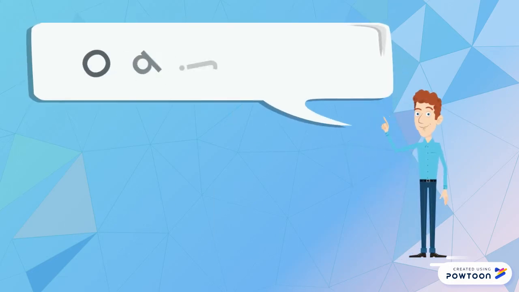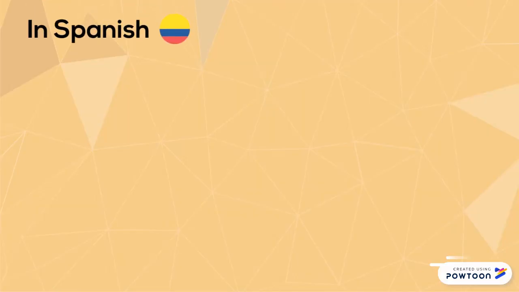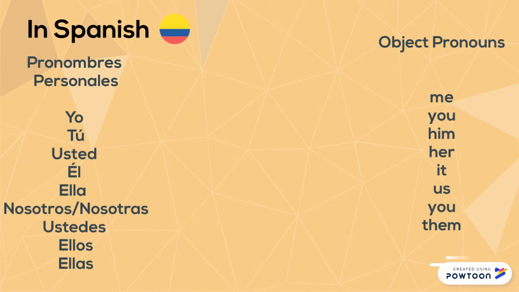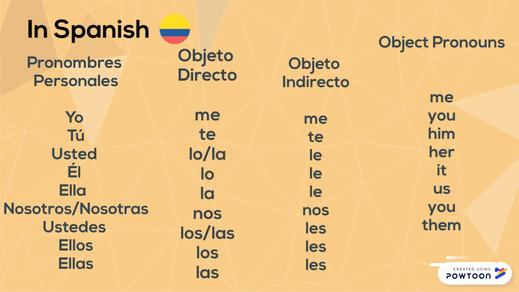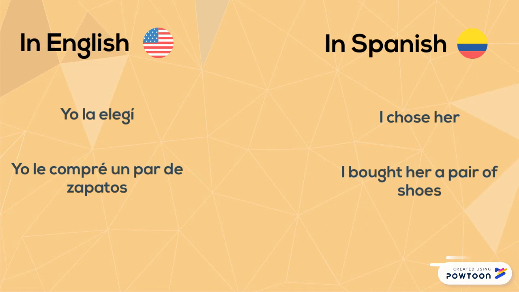Now, it is time to talk about object pronouns. One of the particular things about object pronouns in Spanish is that they change according to the object. I mean, there exist two categories, one for indirect objects and the other for direct objects. If we look at these two pairs of sentences, we can notice the difference between the object pronouns in Spanish and the object pronouns in English. In English, they remain the same, while in Spanish, they change.